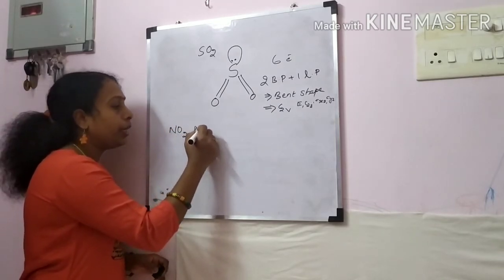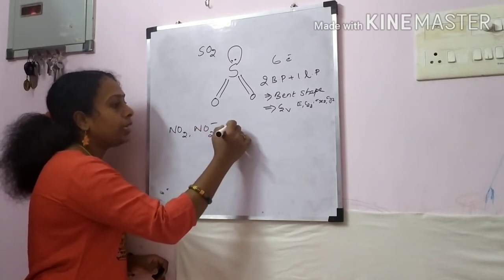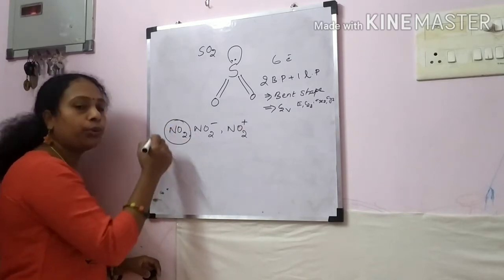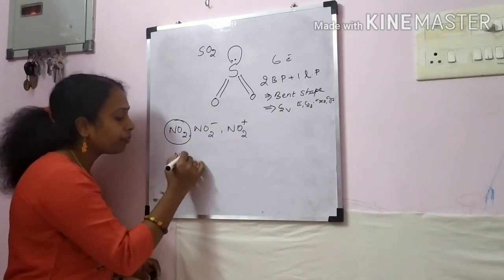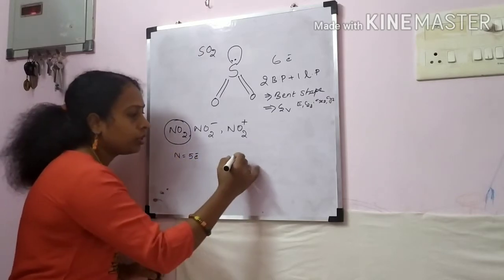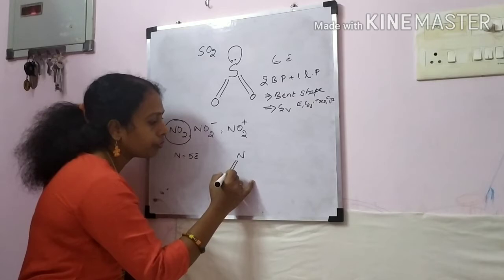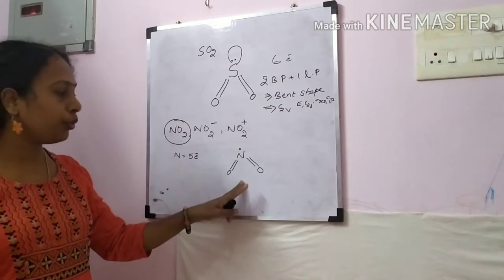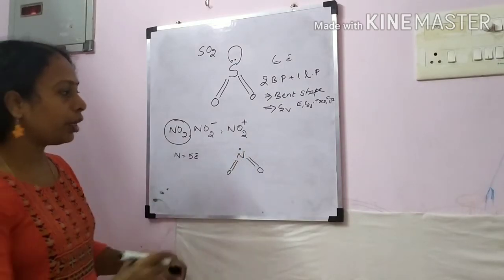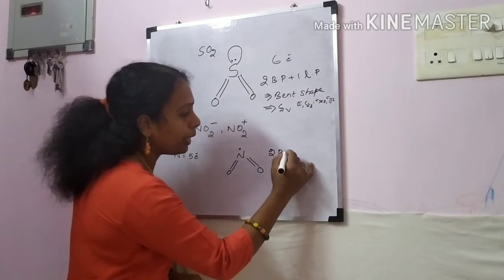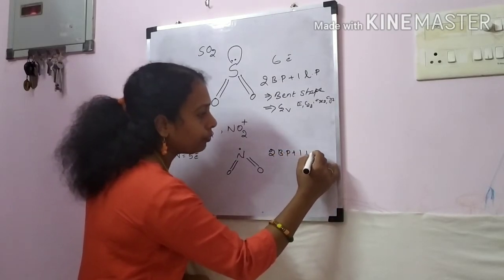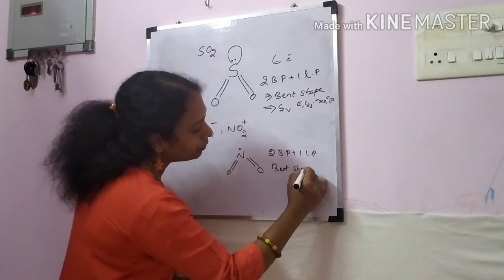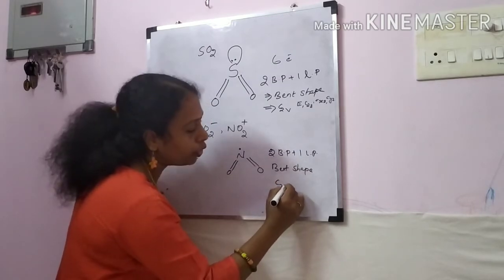This is a set I am taking: NO2, NO2 minus and NO2 plus. Okay. If you see NO2, nitrogen family, nitrogen is having 5 electrons. So this is the structure of NO2, 2 bond pairs and 1 unpaired electron. The condition is the same, 2 bond pairs plus 1 unpaired electron. So the structure will be bent shape and the molecule belongs to the point group C2V.